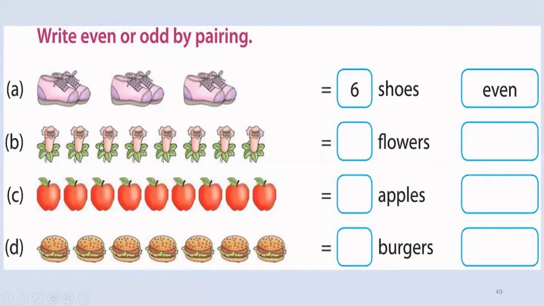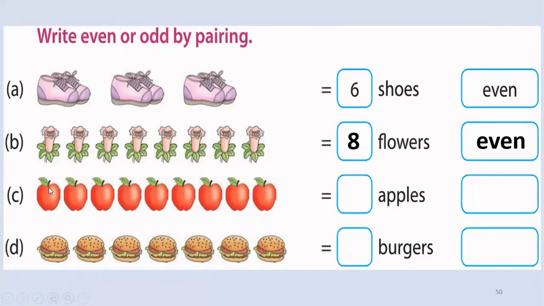Now let's see the next example. Let's count how many flowers are there. 1, 2, 3, 4, 5, 6, 7 and 8. Now if we just do the pairing, 8 can form 4 pairs, and as it is 8 flowers, we know it is an even number.